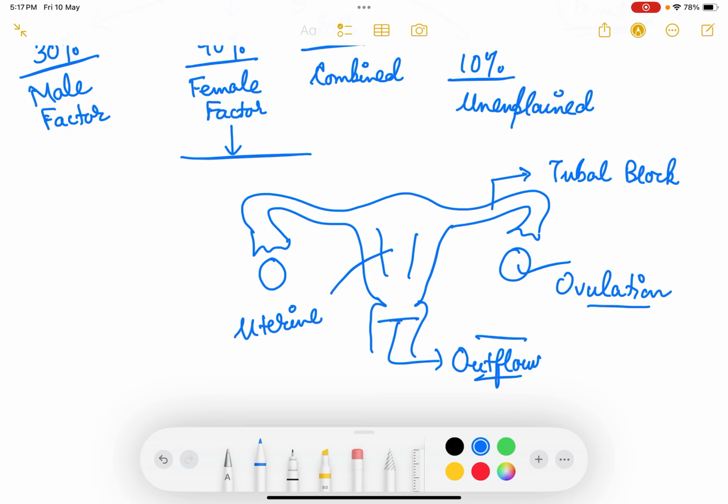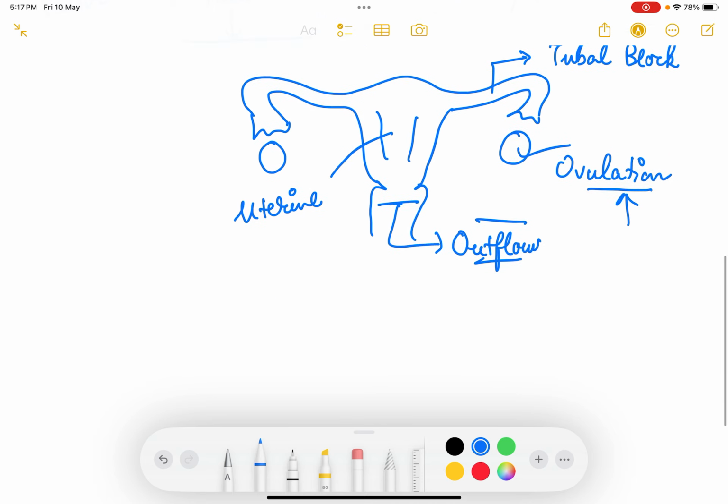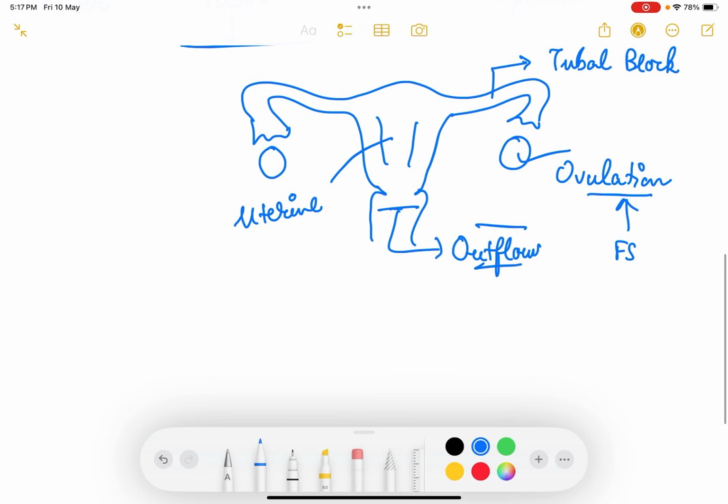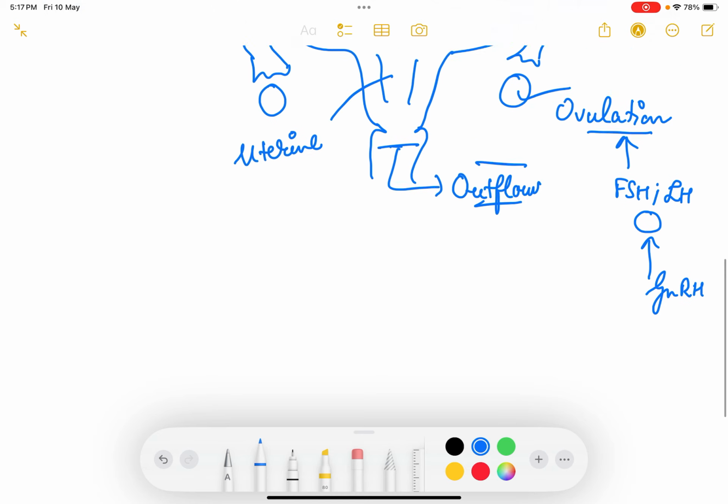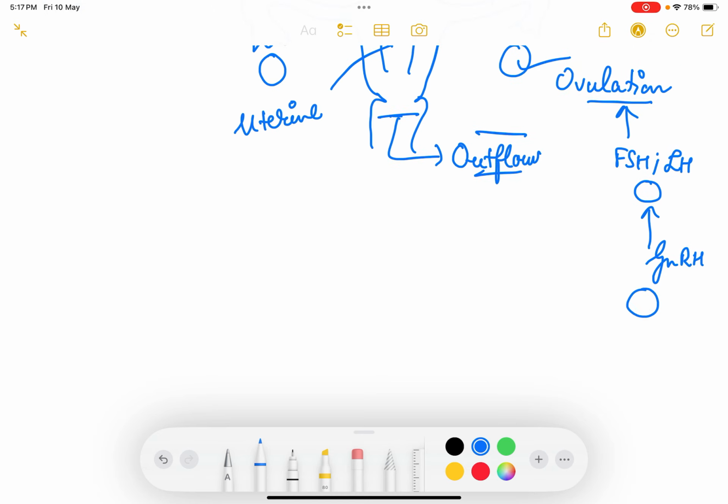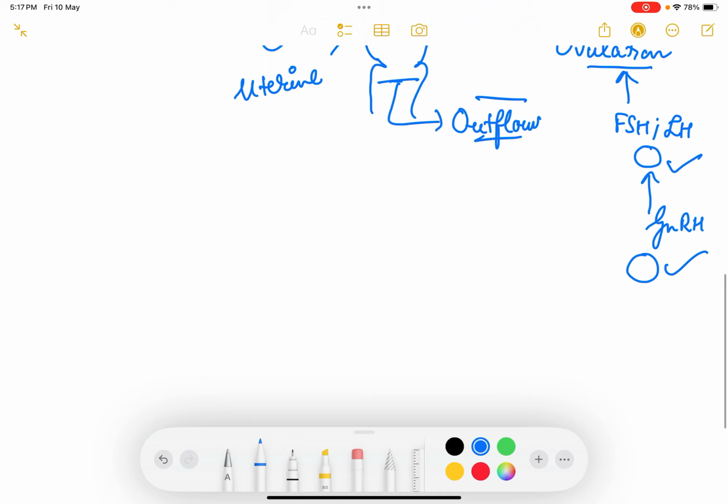Apart from that, for ovulation, all the hormones should be normal. It means FSH and LH should be normal. These are released from the anterior pituitary, which is in turn stimulated by GnRH, secreted from the hypothalamus. So all these factors should also be right. So these are the causes of female infertility.